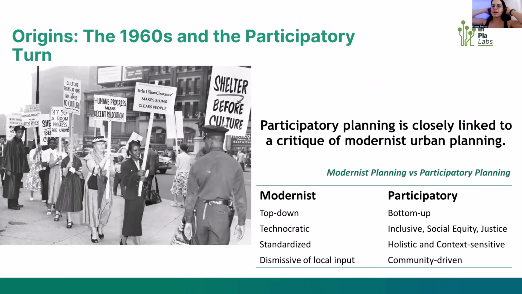Here, we can see summarized the aspects of modernist planning and how participatory planning came to change the mentality around how planning is realized. So we can see that modernist planning was top-down, more technocratic, standardized, and it was dismissive, in most of the cases, of local input.